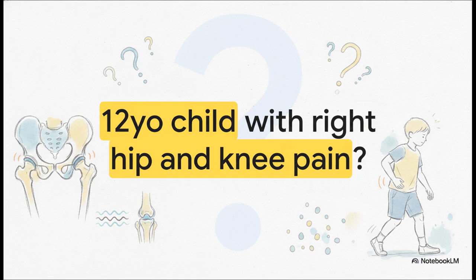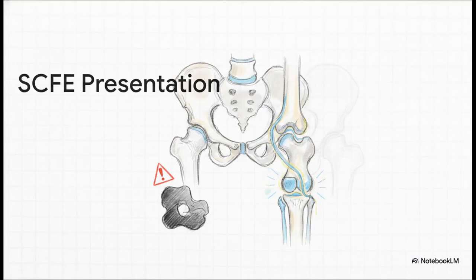Option A, slipped capital femoral epiphysis. Option B, Legg-Calvé-Perthes disease. Option C, posterior hip dislocation. Option D, extracapsular femur fracture. Or Option E, fractured pelvis. The correct diagnosis is Option A. Slipped capital femoral epiphysis is the correct answer.